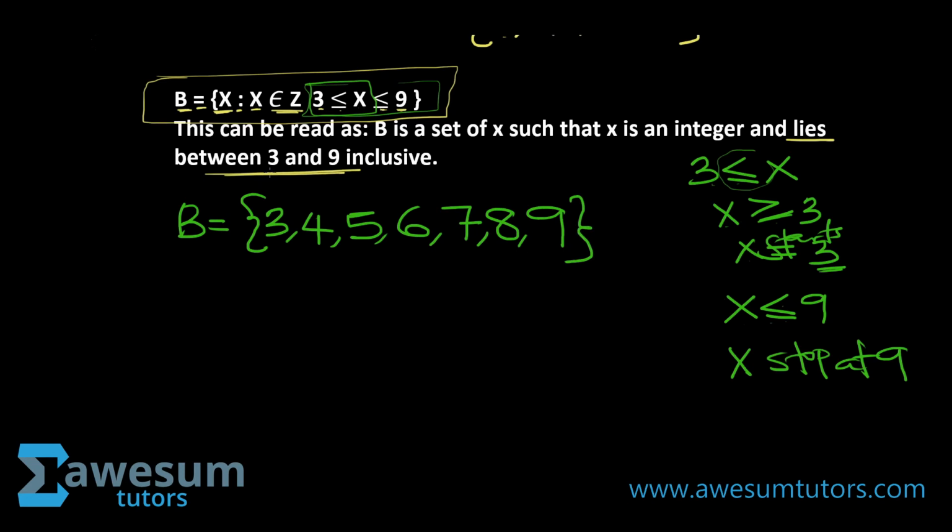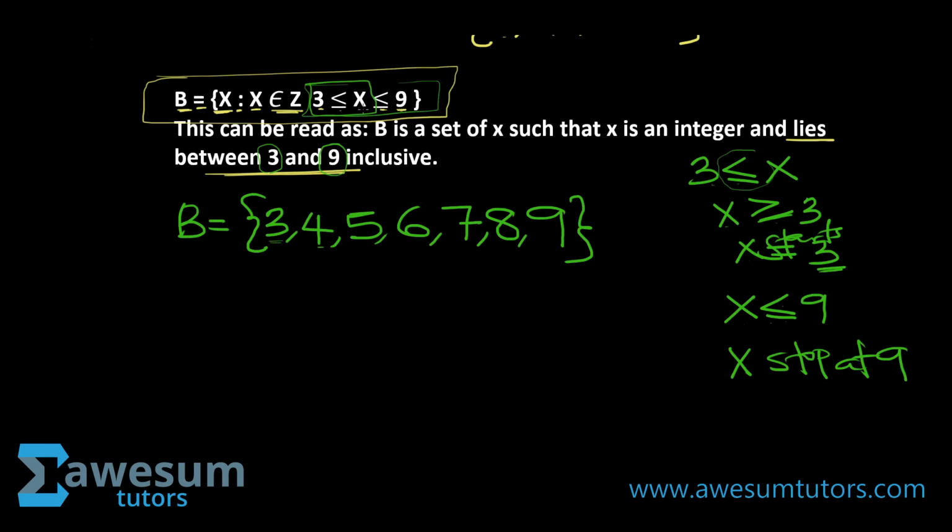Which is why we said 3 and 9 are inclusive. They are inclusive. So x is greater than 3. That means it can start from 4, right? Because it's greater than 3. But then you also have the sign of equal to. So that means x also is equal to 3. That means I can start from 3.